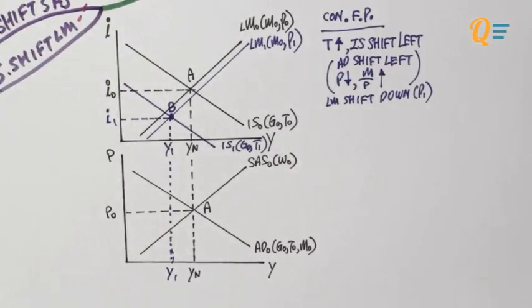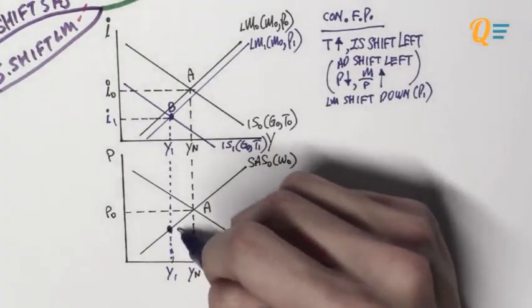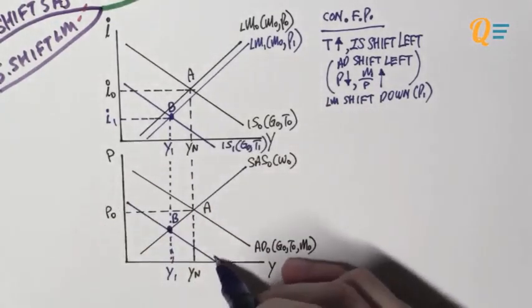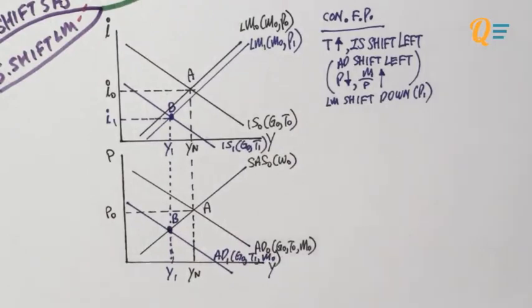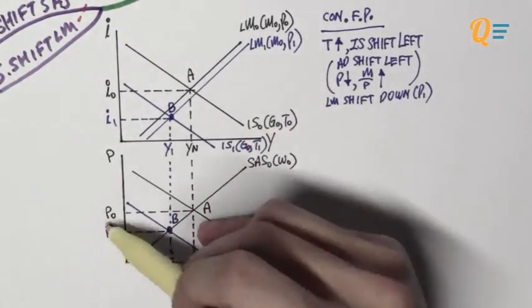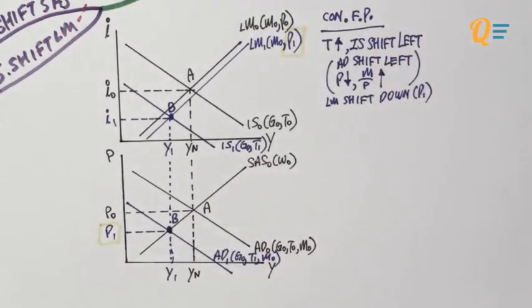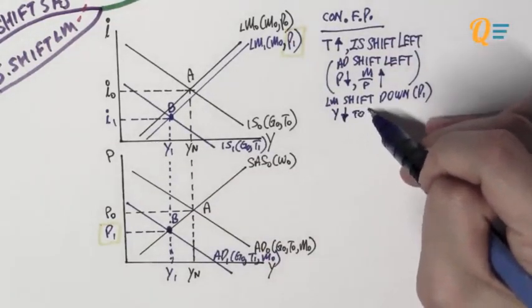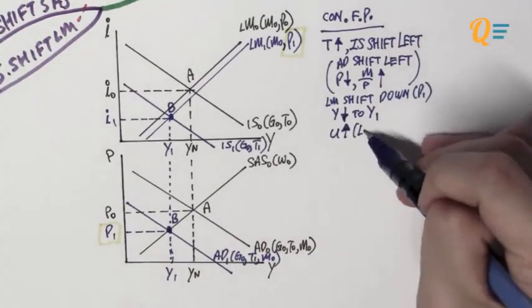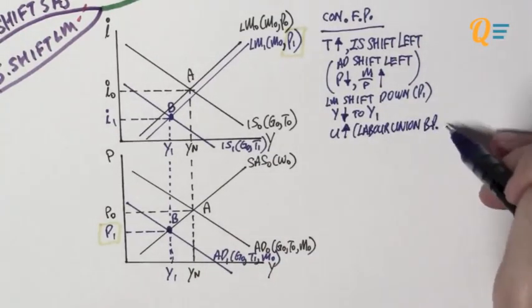So the AD-AS model is going to follow the output of Y1. Therefore, point B over here, which is due to my new AD curve of AD1, is going to give me a new price level of P1, which is already reflected in the LM curve number 1. So overall in the short run, my output level is going to fall below the natural rate, okay, and it's going to be at Y1.